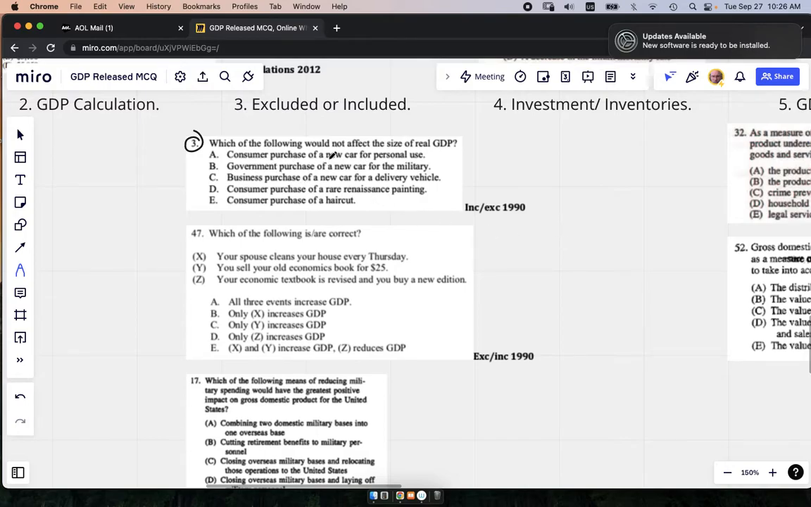A says consumer purchase of a new car for personal use. That looks like consumption to me. Government purchase of a new car for the military. That's government spending. Business purchase of a new car for a delivery vehicle. That's a capital good they're buying there, or we would call it investment.